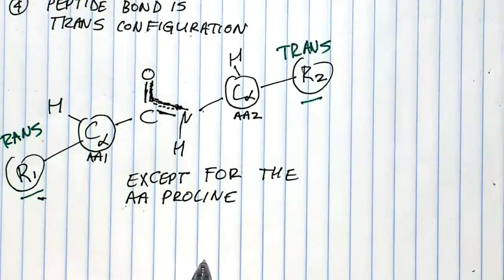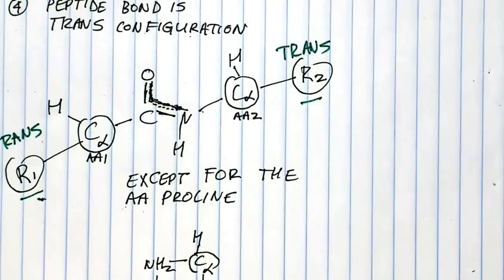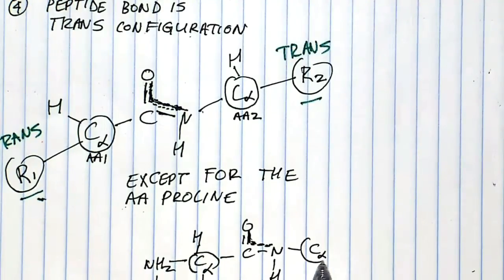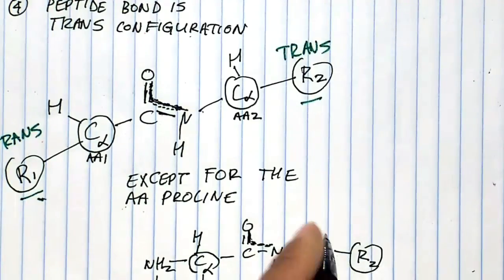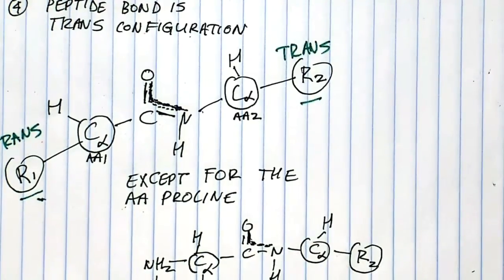So this would be how it would look if you have a peptide bond for proline. Here's the alpha carbon of proline. Here is that cyclic structure of proline. Here is our peptide bond. Here is our partial double bond characteristic. Here's the alpha carbon of amino acid 2, and here is the R group of amino acid 2. Here's the hydrogen.